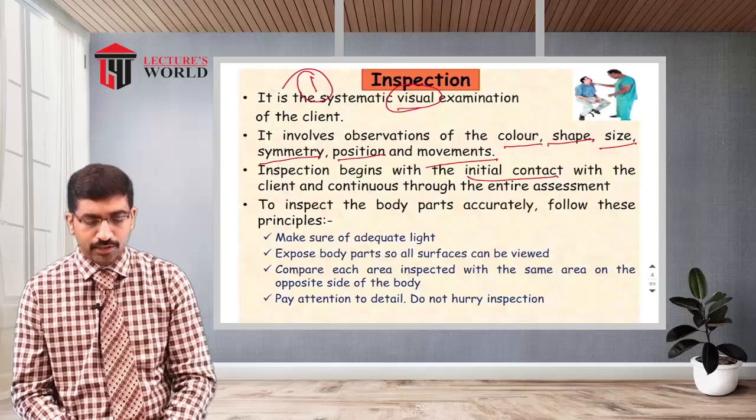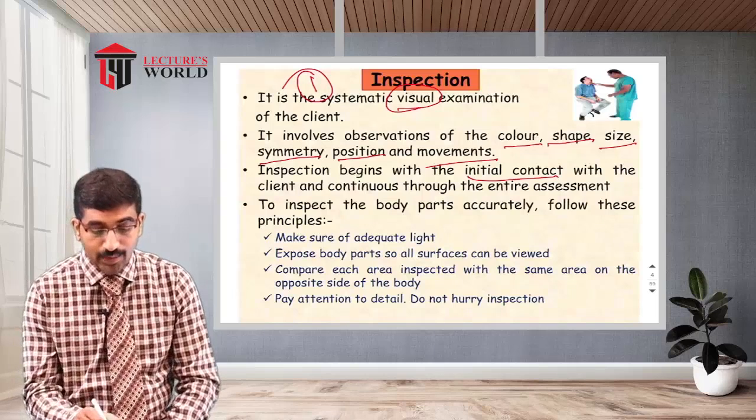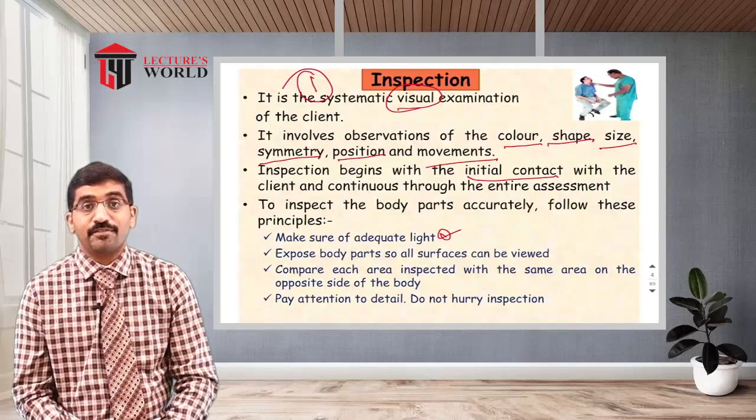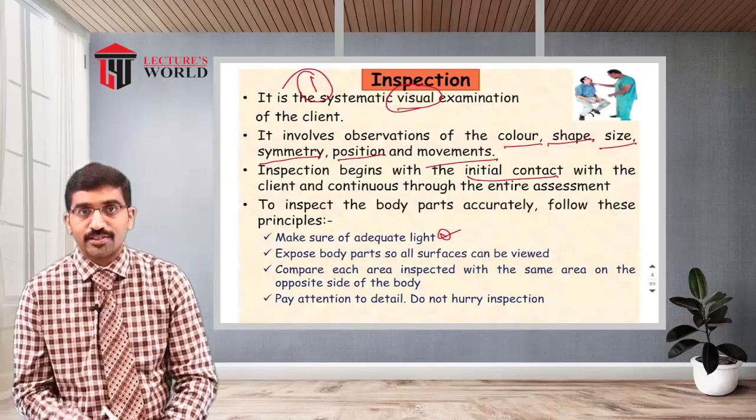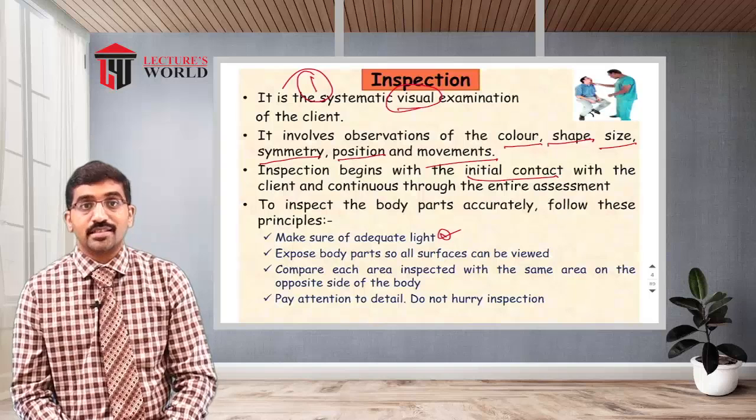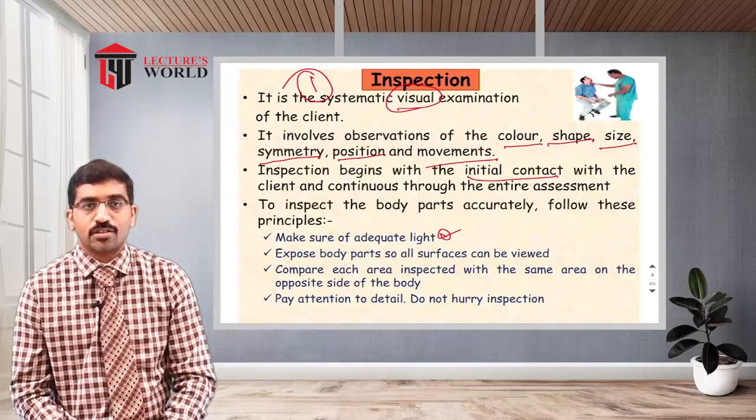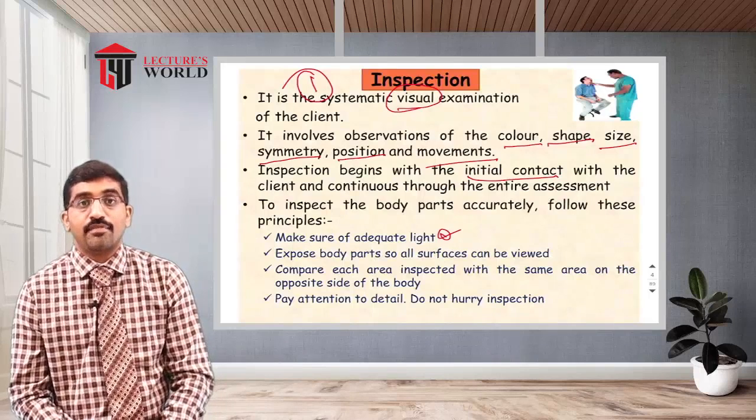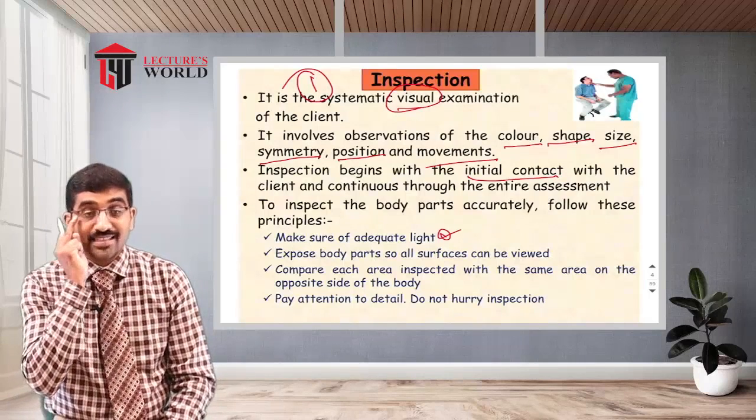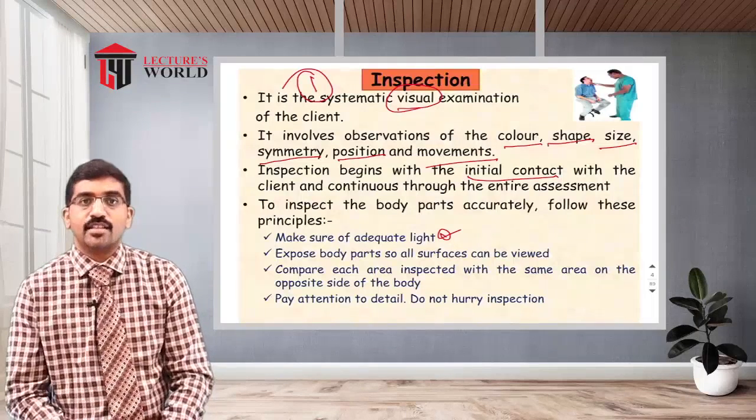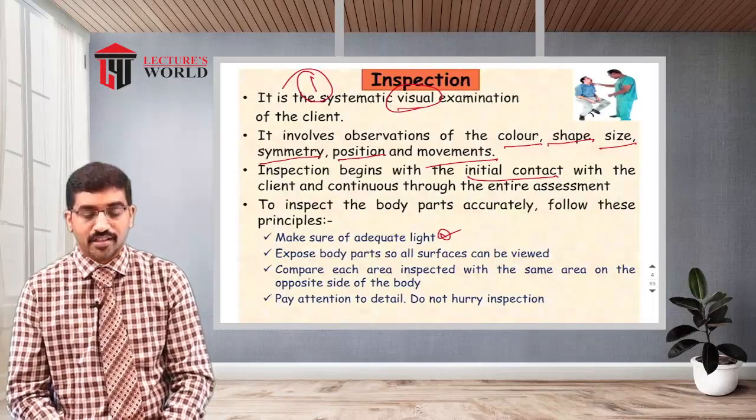So for the inspection also, adequate light should be there, a very important principle, because you must have in your tray, when you prepare that tray, a pen light or torch to see. For example, if I want to see the pupil of the eye, I have to see whether the pupil is dilated or constricted.